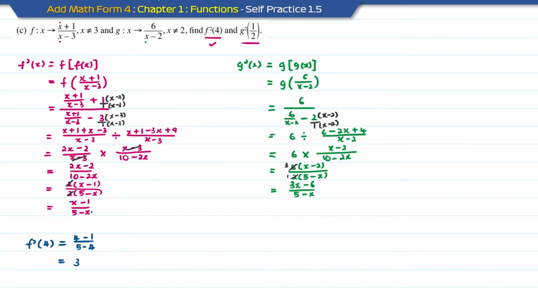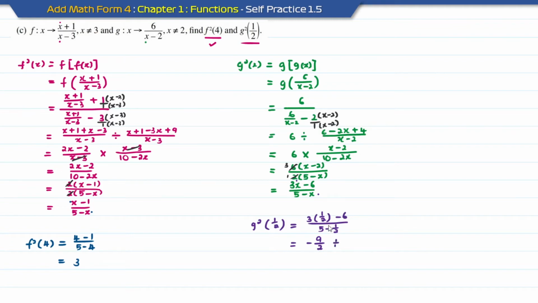So now we are going to find what is the image of the g squared when the object is 1 over 2. So we're going to insert here the x here with 1 over 2, divide by 5 minus 1 over 2. Now you can solve this using your calculator. It's going to give you the answer of negative 9 over 2.